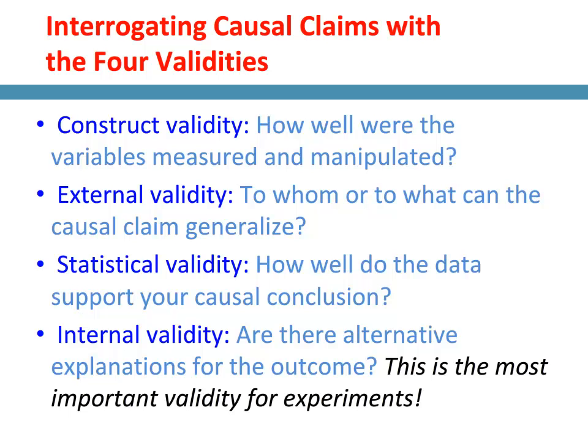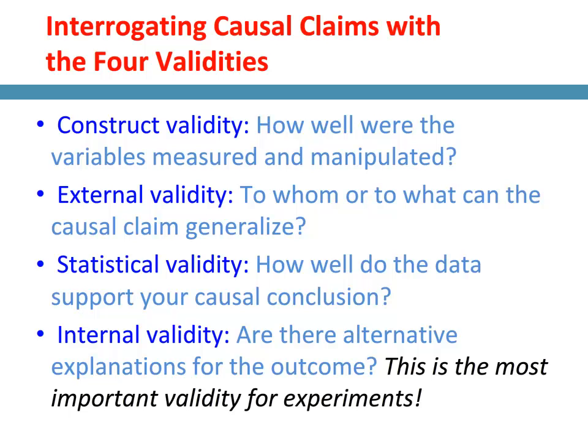So remember, construct has to do with how well your variables have been measured. External has to do with generalizability, how representative is your sample, all those kinds of questions. Statistical validity has to do with the size of your effect, and then of course your probability, your p-values, all those kinds of things. And then internal validity, so you're looking for any kind of external causes, any alternative explanations, all of those sorts of things.